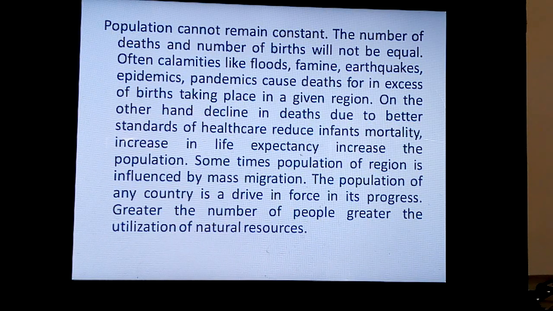That means due to various reasons the population will increase. Standards will increase, healthcare will increase, and way of living, lifestyle, food quality, and increase in life expectancy, that is the longevity of the people, all that increases population. Sometimes the population of a region is influenced by mass migration. The population of any country is a driving force in its progress. Greater the number of population, greater the utilization of natural resources.